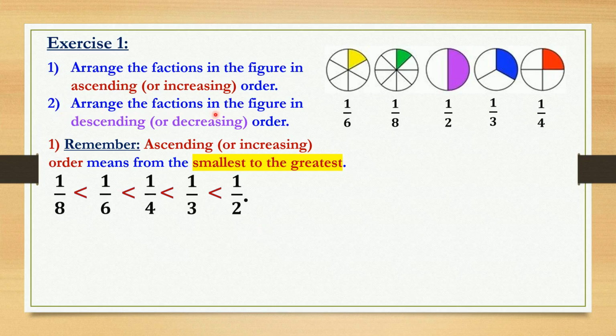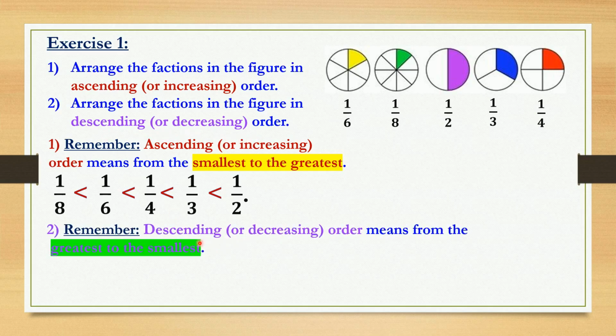Question 2, arrange the fractions in the figure in descending or decreasing order. Let's remember that descending or decreasing order means from the greatest to the smallest. When you descend, you go from the highest floor to the lowest floor. So here the greatest fraction is 1/2, the one that has the smallest denominator, and the smallest fraction is 1 over 8, the one that has the greatest denominator. So 1 over 2, 1/2, is greater than 1/3, greater than 1/4, greater than 1 over 6, greater than 1 over 8.